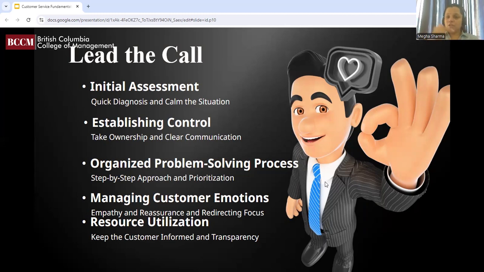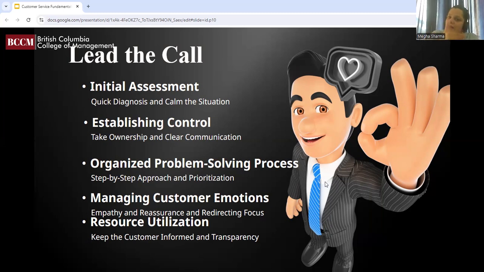Okay. Initially, when Rahul complains, what you're doing, you are assessing, you're diagnosing what is the issue. Issue is the wrong product. Okay. Now, when you are establishing the control, then you say, sir, I understand. I regret. Oh, sorry. I apologize that you have received the wrong product. And it's really frustrating when you have to go to a certain event and you have received the wrong product.